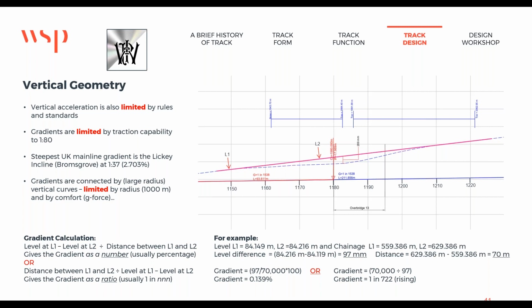So the gradients are connected by, in railway terms, large radius vertical curves. And that limit, so the tightest vertical curve you can have, is 1,000 meter radius. And the other limit is the comfort, G-force. And that 1,000 meter radius limit, some people think 1,000 meter radius, well, that's not a very tight radius at all. It isn't. But in railway terms, it is.